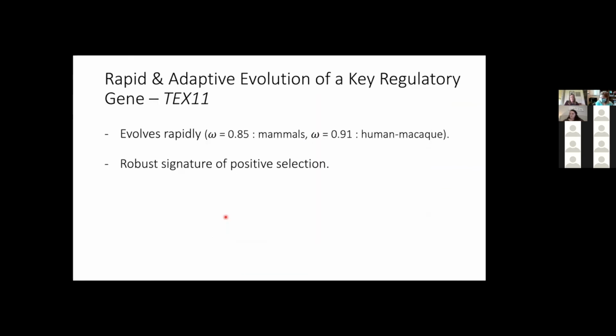But we also focused in on one gene in particular that really stuck out, which is called TEX11. And TEX11 stuck out to us for a couple of reasons. One, it evolves really rapidly. So it had the highest omega or evolutionary rate in mammals in general, but also in the human macaque comparison. And it had a really robust signature of positive selection. So we went and tried to control for anything that can lead to erroneous inferences of positive selection. No matter what we did, TEX11 always showed us a signature of positive selection, which is quite impressive because a lot of those processes involve throwing away most of your data. And so when you throw away a lot of your data and you still see a significant p-value, it's exciting.